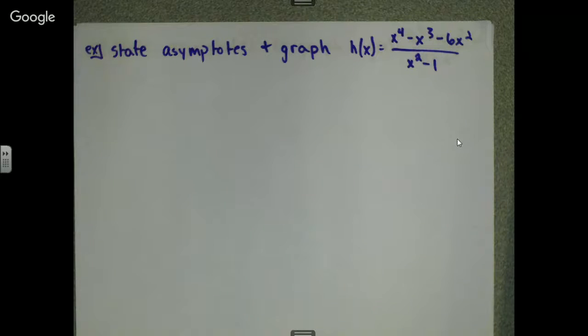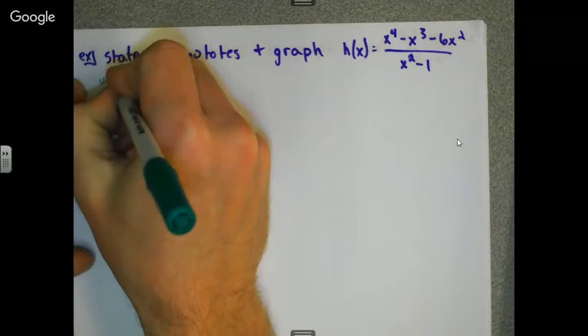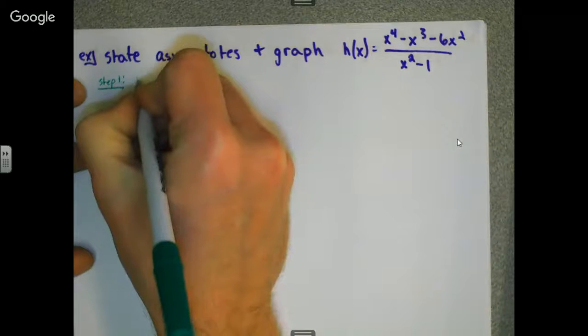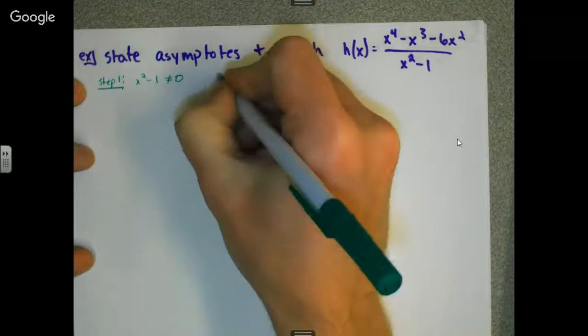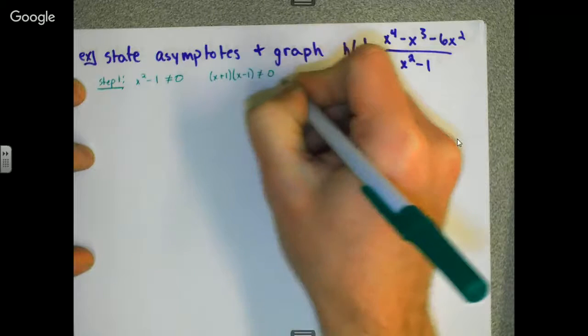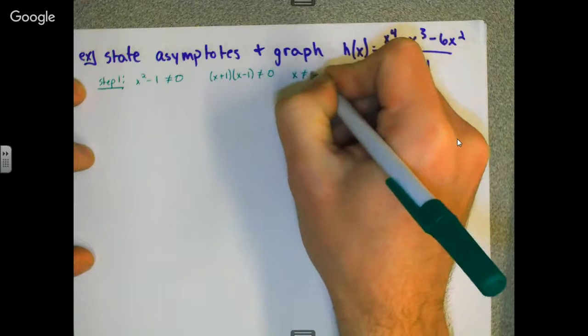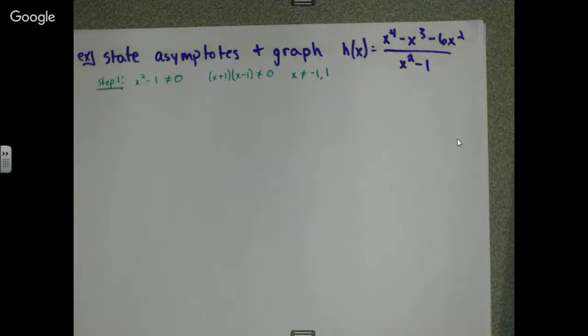Okay, so we're going to do the same thing with this function. So step 1 is domain. So we take the bottom and set it not equal to 0. So again, this is a difference of squares. So you have x plus 1, x minus 1 does not equal 0. So x cannot be -1 and 1. Now, a lot of times that ends up being either a hole in your graph, or like the other one, it became your vertical asymptote.